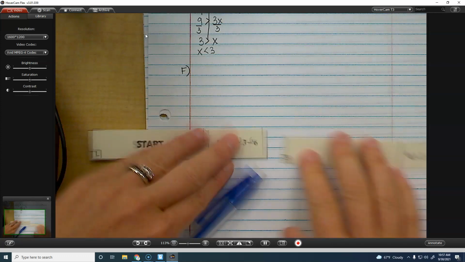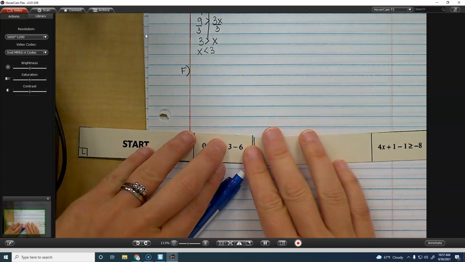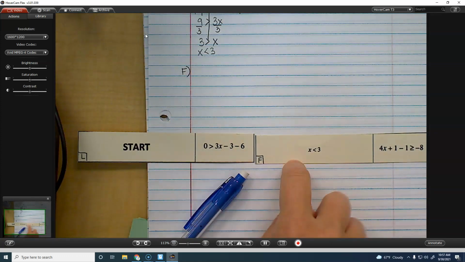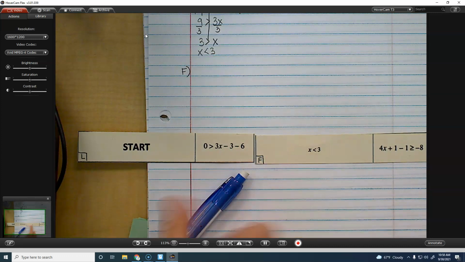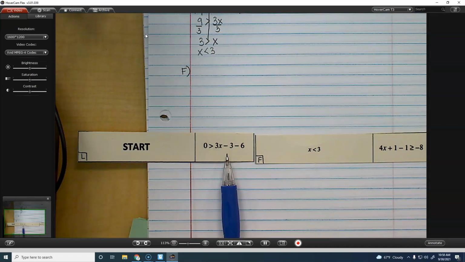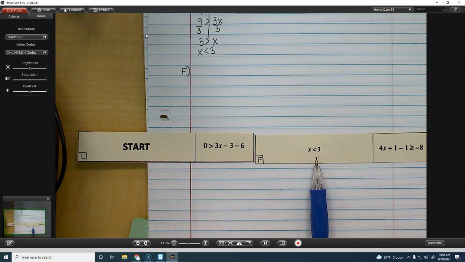Okay? So the dominoes, you are supposed to put them end to end if they're equal to each other. So those two are equal to each other. So the answer to this question is x is less than 3.